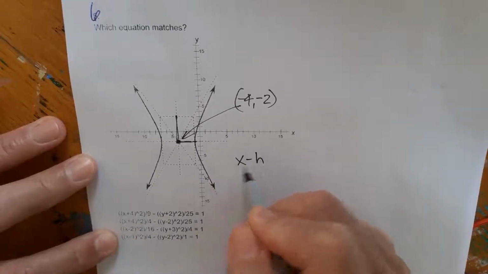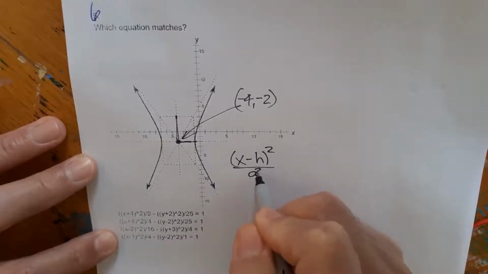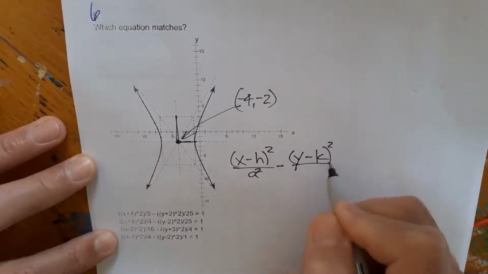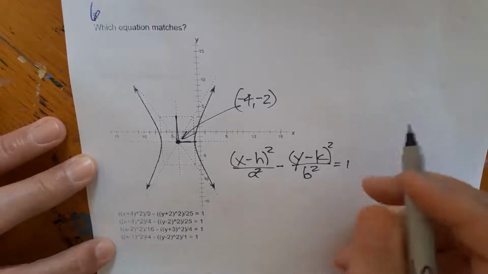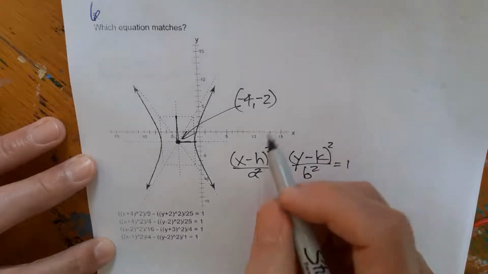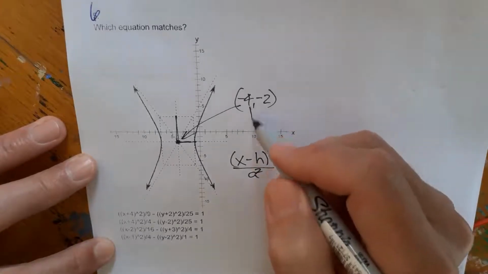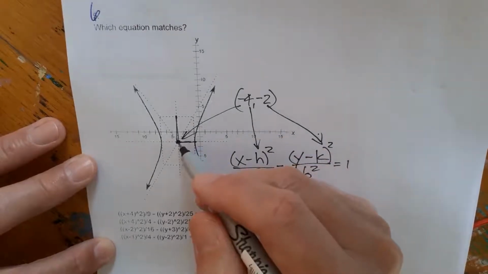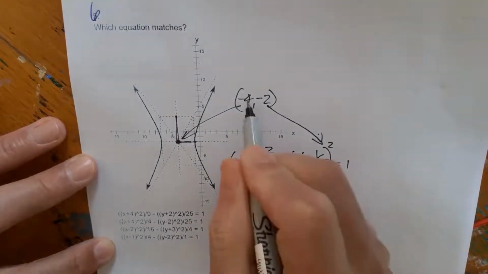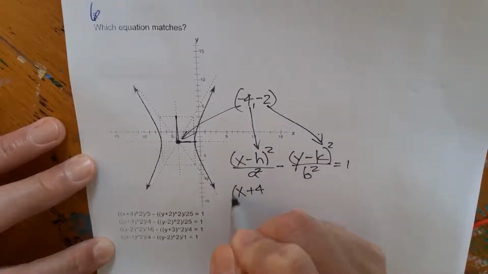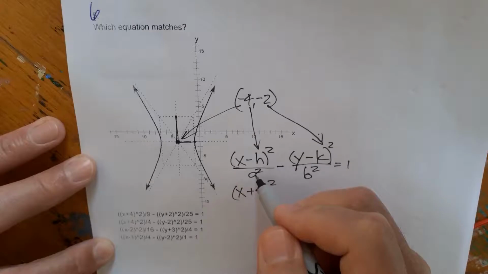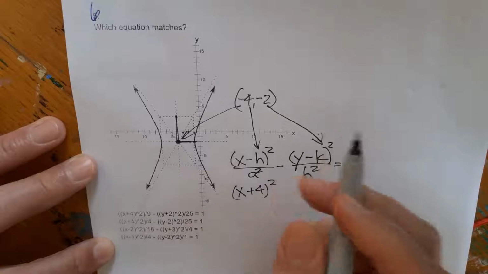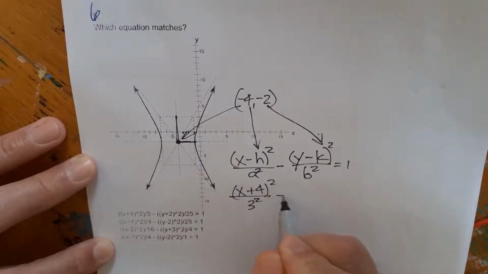The equation is x minus h squared over a squared minus y minus k squared over b squared equal to 1. And now we have the h and k are x and y of the center of the hyperbola. So we're going to drop those in. x minus a minus 4 goes to x plus 4. a is the radius arm along the x direction, so it's here. This is 1, 2, 3. So 3 squared here, minus.